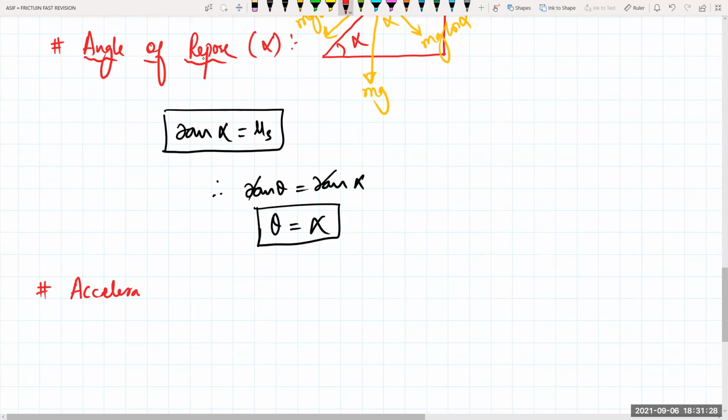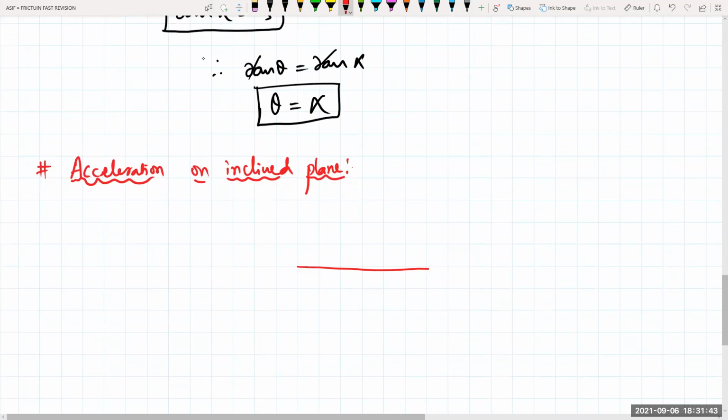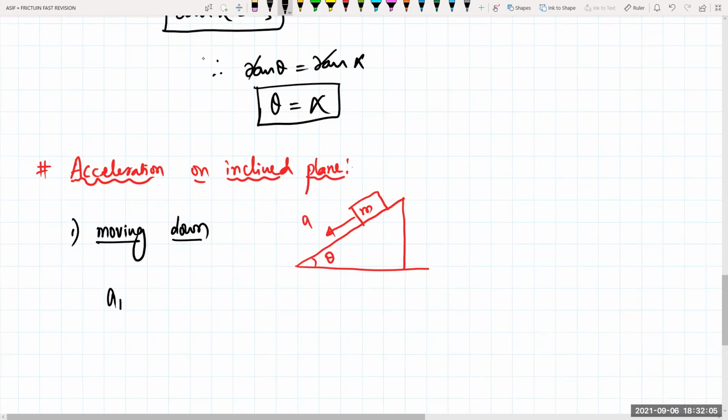Acceleration on inclined planes. No derivation is needed. If the body is moving down or moving up, say this is your inclined plane, and this body of mass M is moving down with an acceleration A, at some angle theta. When it is moving down, the acceleration down will be equal to g into sine theta minus mu into cos theta. Understood?